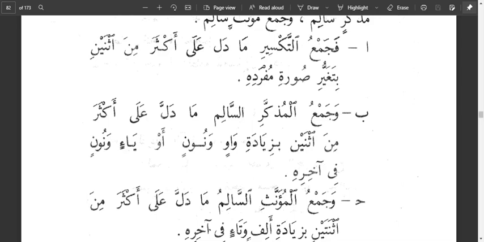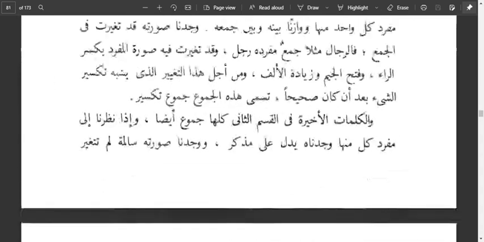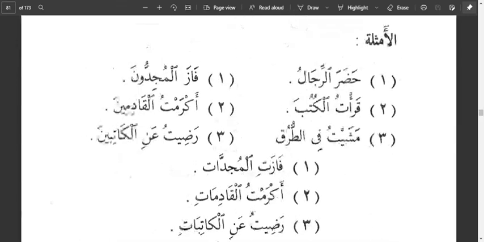So Jamu Mudhakkar Salim, from the name, sound male plural, is for male words. Then Jamu Muannas Salim, from the name, sound female plural, is for feminine words. So let's go to the examples and see how they are formed.